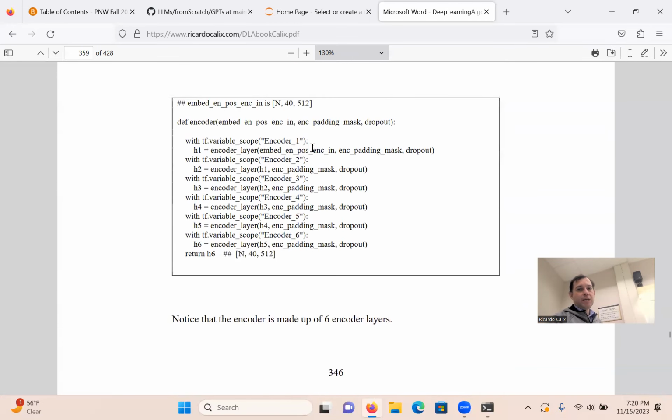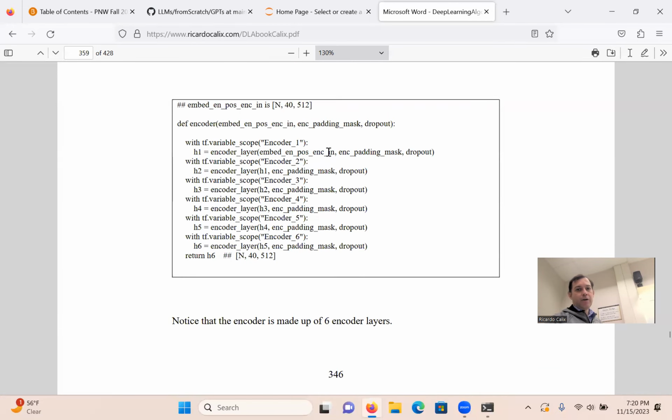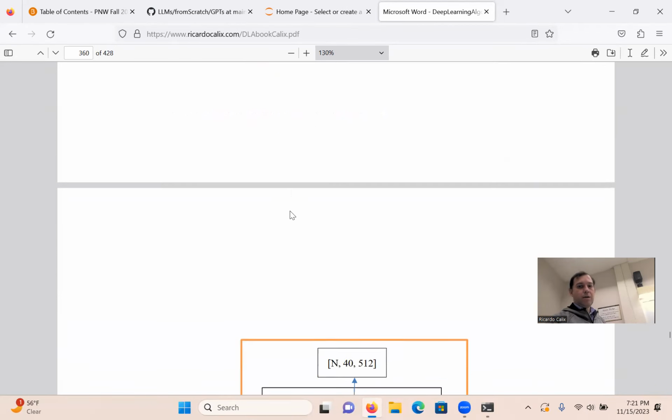Basically you can see in the encoder layer, you have the initial vector, that becomes H1, and guess what? H1 becomes the input of the next one, which produces H2, and so on. Okay, you see that? That's the 6 layers. So you can take a look at that code.